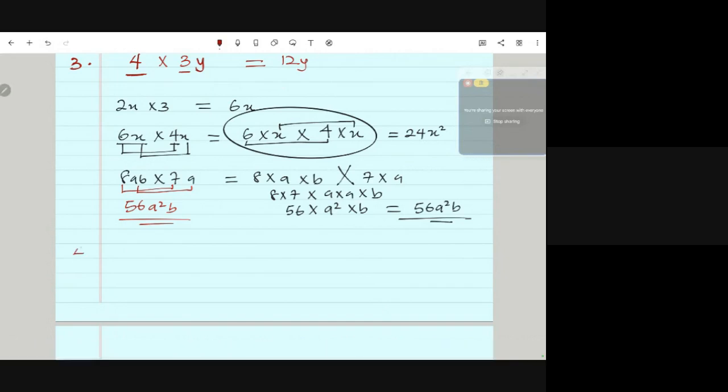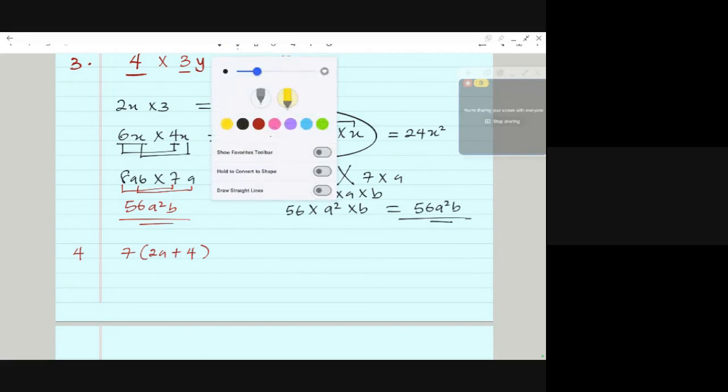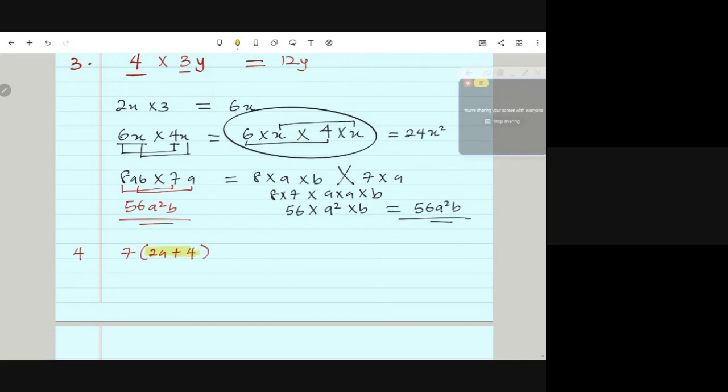So let's say I have something standing out, and we have numbers in the brackets. For example, I have 7, then I have 2a plus 4. Now, in mathematics, what we have inside here is what we call brackets. So you can see that outside this bracket is a guy standing guard outside this bracket. Now, this 7 is guarding everything inside the brackets.